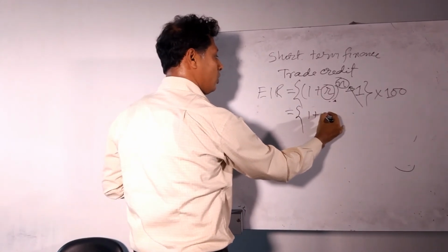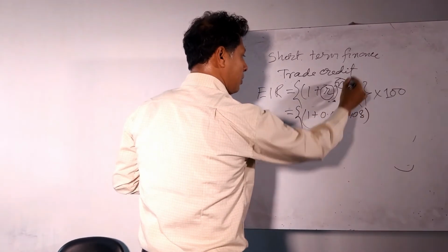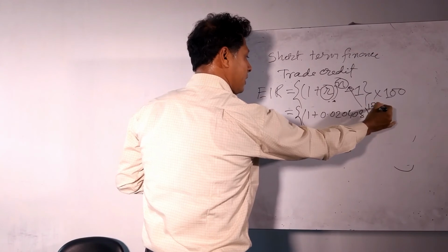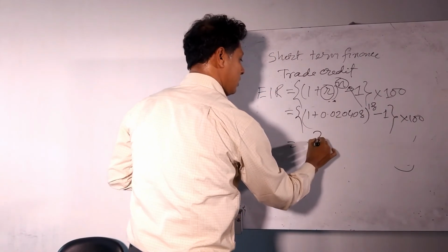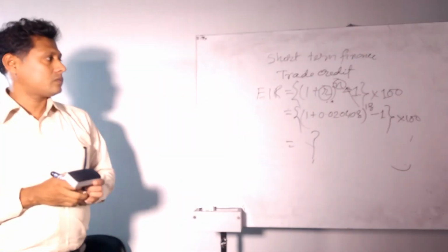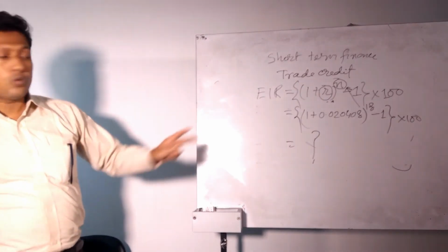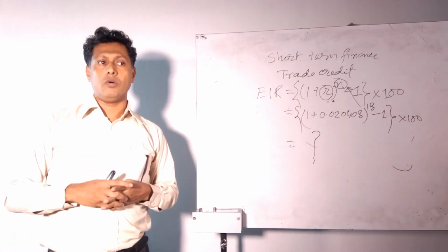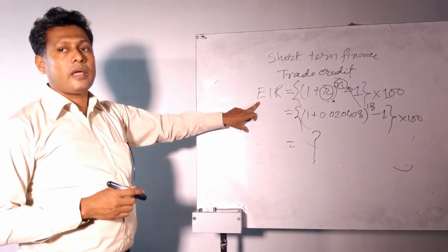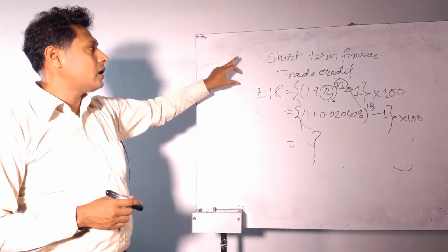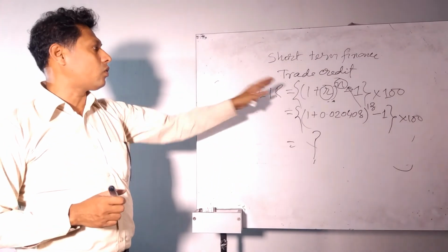1 plus R, that is 0.020408, to the power 18, minus 1, into 100 is the calculation. Then you get a good result. So you have to use scientific calculators for calculating these powers. In this state of trade credit, these two types of problem will come to you for solution. One is APR and another is EIR. Before calculating the EIR, you must calculate the APR. If you are not able to calculate APR, EIR will be very tough for you.